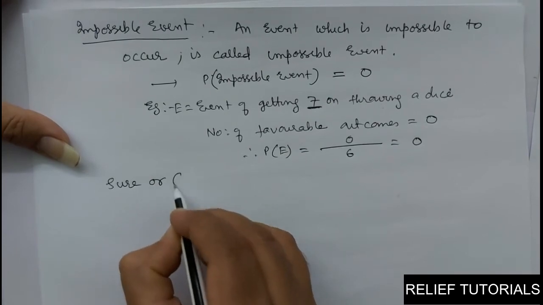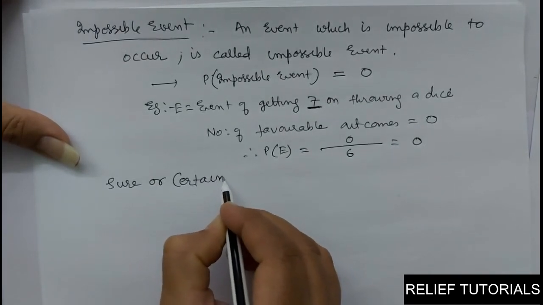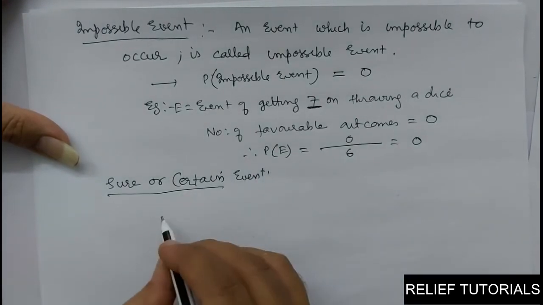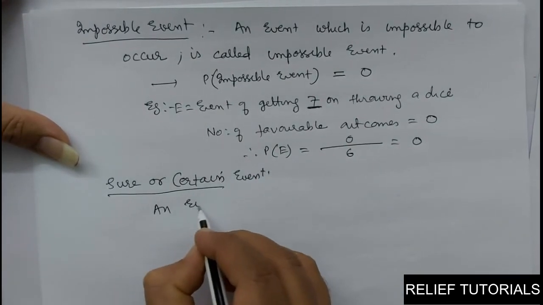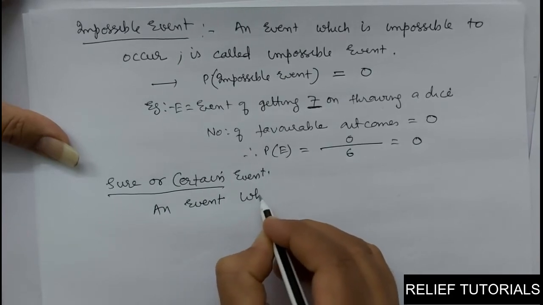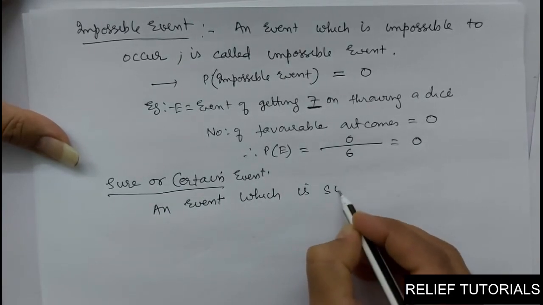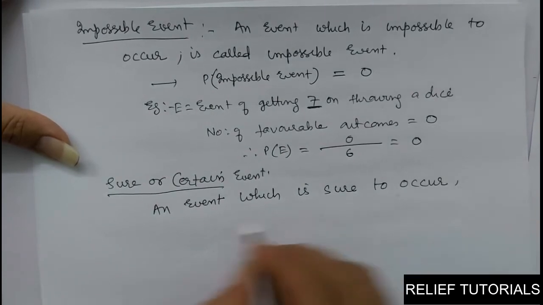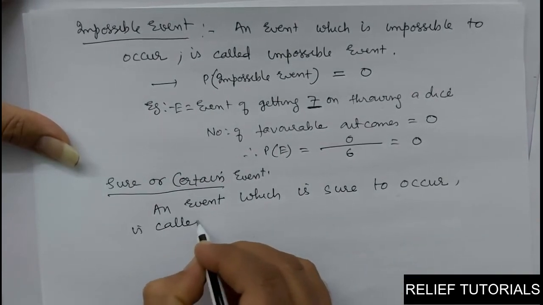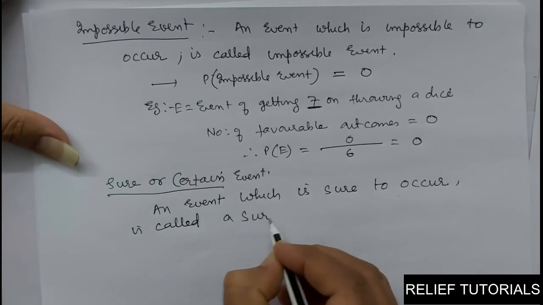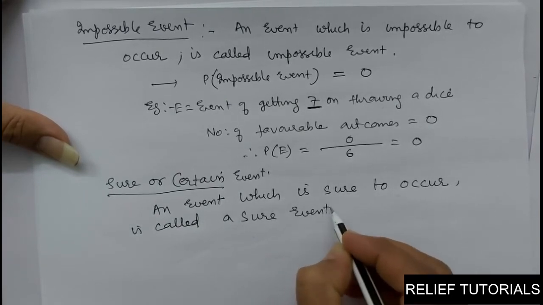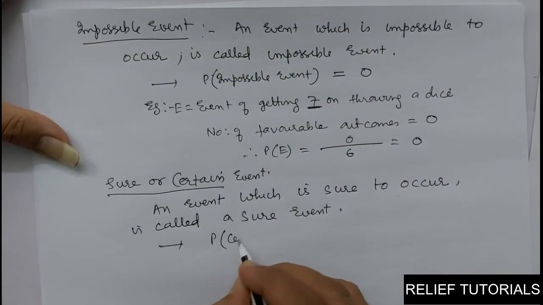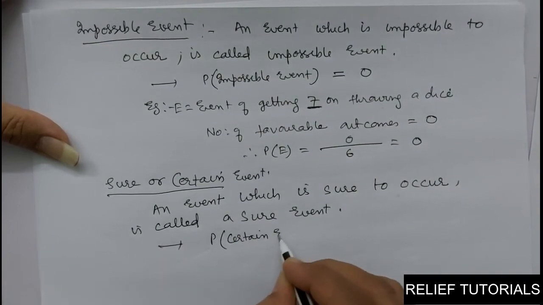Now, sure event. It is called a sure or certain event. An event which is sure to occur is called a sure event or certain event. And the probability of a certain event or sure event is always 1.